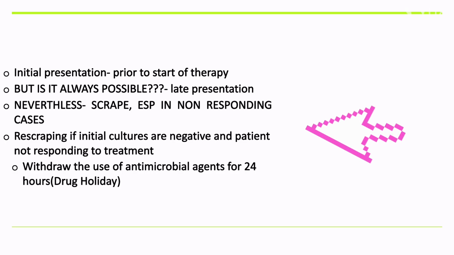Although scraping is ideally performed before starting therapy, this is not always possible because many patients present late or have already received treatment. So in a non-responding ulcer, especially when the initial cultures are negative, we should reassess the diagnosis, adherence, drug toxicity, or possible atypical organisms. So repeat scraping or corneal biopsy may be required. Before repeat sampling, topical antimicrobials must be stopped for approximately 12 to 24 hours, and this should be done only under close ophthalmic supervision, particularly in severe or progressive ulcers.